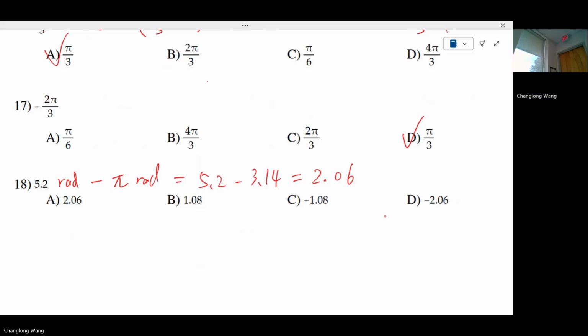2.06 radians. An acute angle needs to be less than 90, or in radians, it needs to be less than pi over 2. Pi is 3.14. Pi over 2 is 1.57, right? So 2 point something is greater than 1.57. That means we have to do it again. Let's make that even smaller. 2.06 minus 3.14, right? So we're going to get negative 1.08, right?